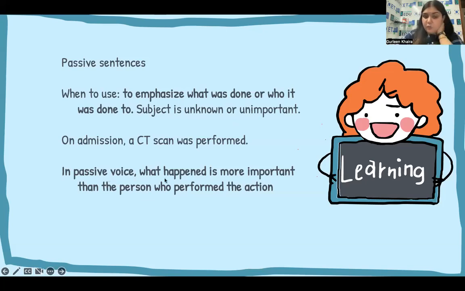So in passive voice, what action happened is more important than the person who performed the action. For example, if your case notes have this information that patient is being discharged today, you don't need to write, I discharged the patient today. No, it would be appropriate to use passive voice there. The patient has been discharged. And you don't even need to write by me. Just the fact that the patient has been discharged is what would be relevant for the reader.